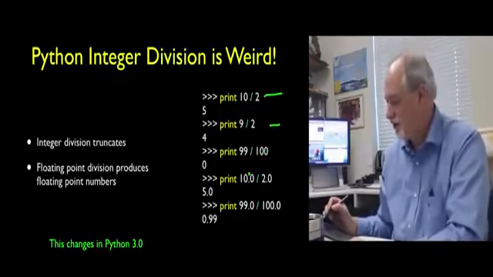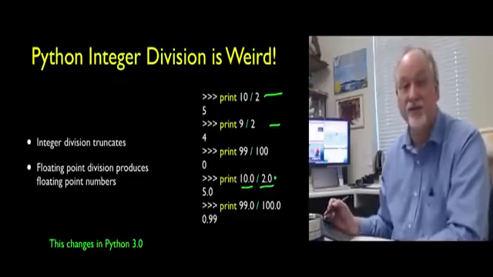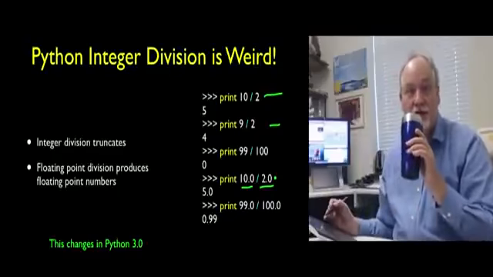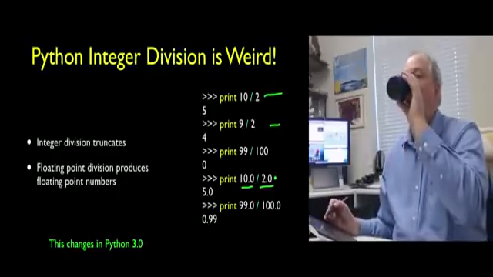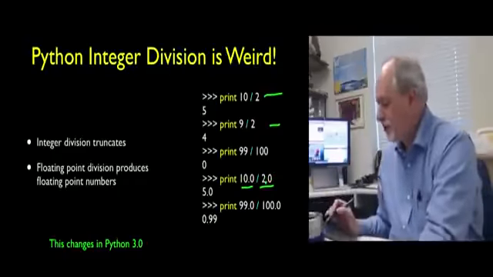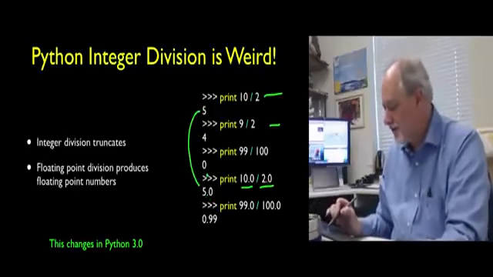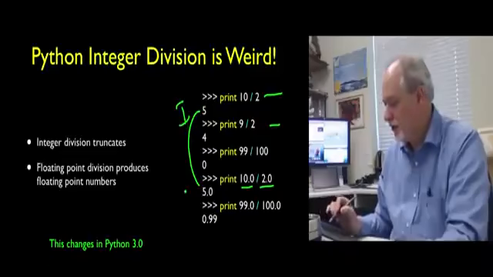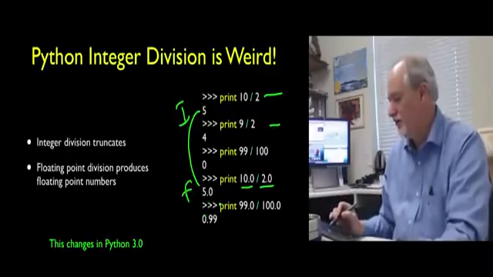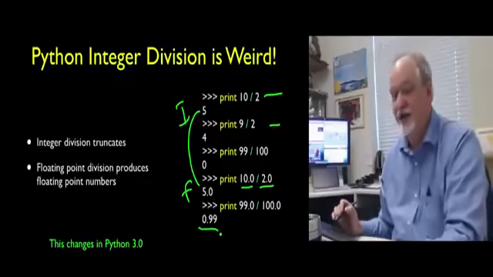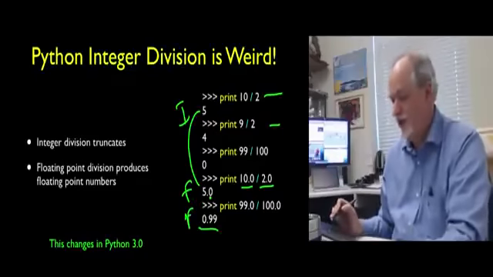It's a truncating division. Now, interestingly, if you make either of these numbers have a decimal, make them what we call floating point numbers, then the division is done in floating point. So 10.0 over 2.0 is 5.0. Now, these are different. This is an integer number, and this is a floating point number. It's 5.0. And then 99.0 over 100.0 is exactly as you would expect, and it's a floating point number.